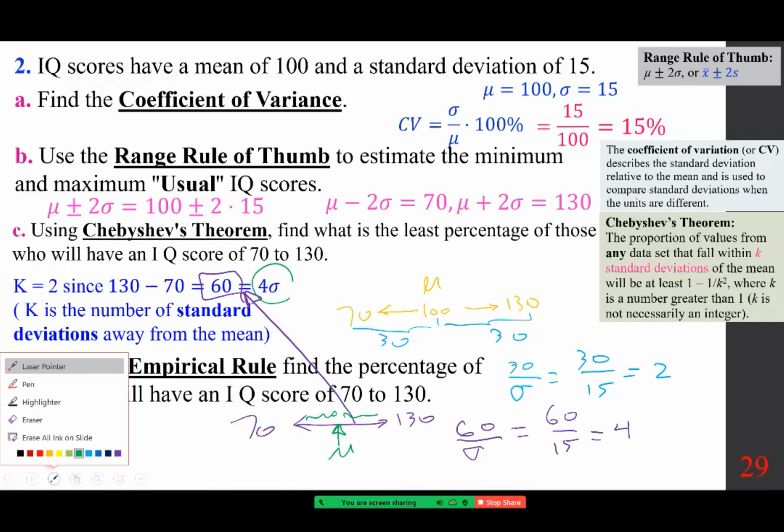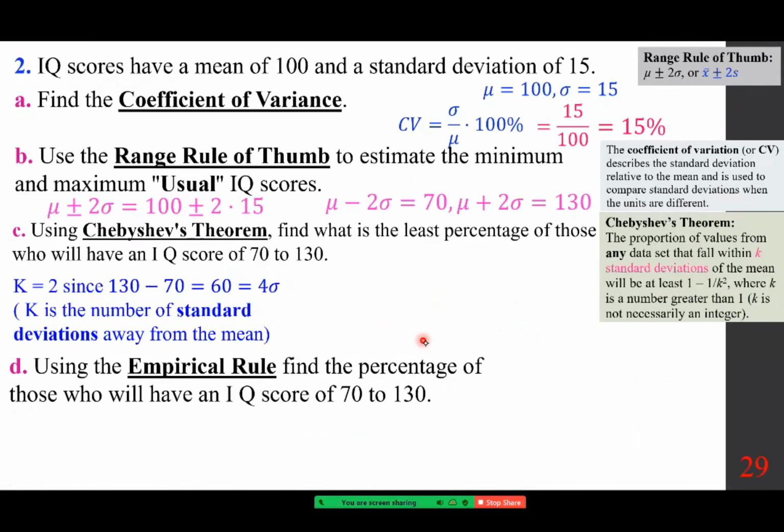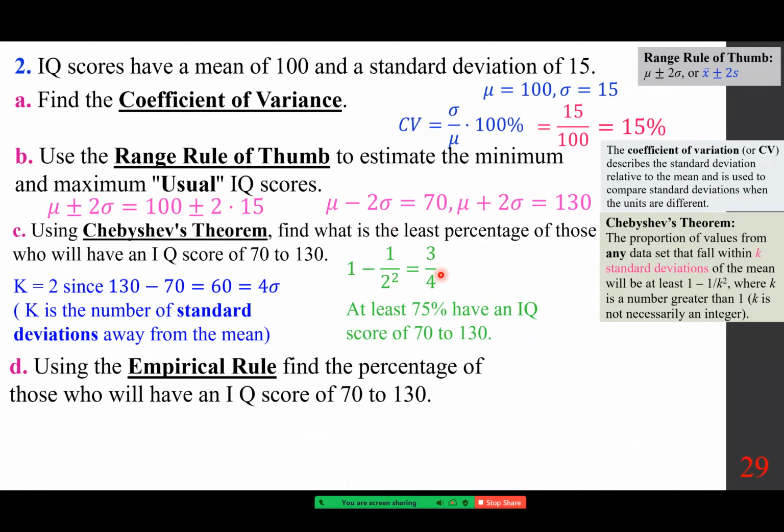So let's plug in. 1 minus 1 over 2 squared. 2 squared is 4. 1 over 4 is 1/4. 1 minus that is 3/4. Therefore, at least 75% or 3/4, because 3/4 is the same as 75%, have an IQ score of 70 to 130.